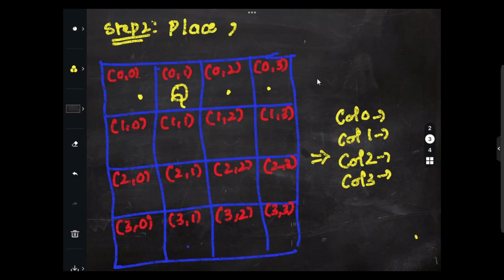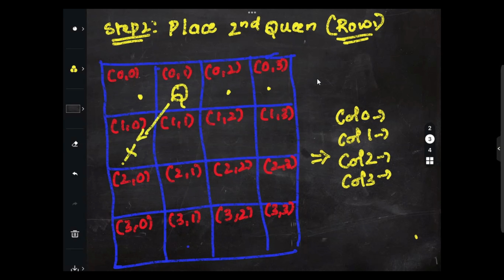So here, let me place the second queen in row 1. We have to place this one. We have the rule that queens attack diagonally, so here it is not possible. Here also it is not possible. A queen also attacks straight, right? So we cannot have the queen in the same row or in the same column as well, right? This is also not possible. So we are placing the queen here in this case, right?